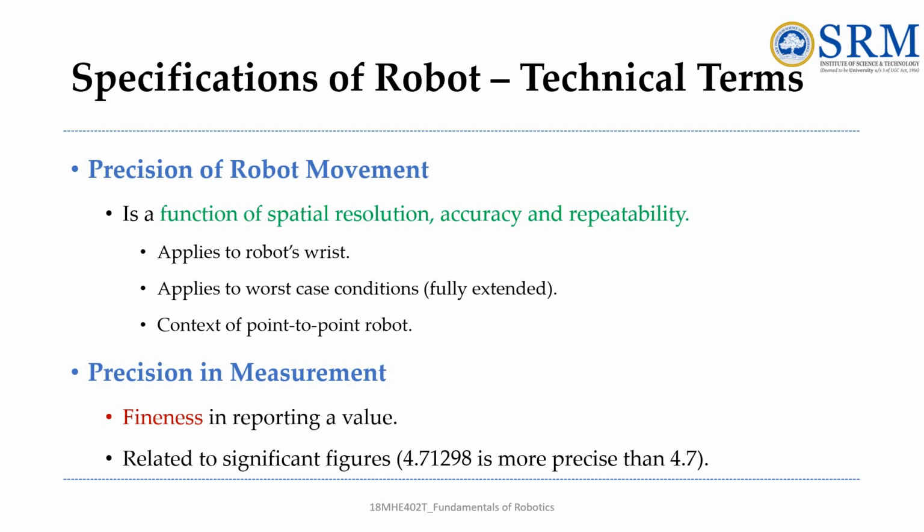And next, precision in measurement is about how finely you can report a value. It's kind of like how accurately you can measure and express a number. For example, saying something is 4.71298 is a more precise way of expressing it than just rounding to 4.7. So precision in measurement is all about giving more detailed and specific information.